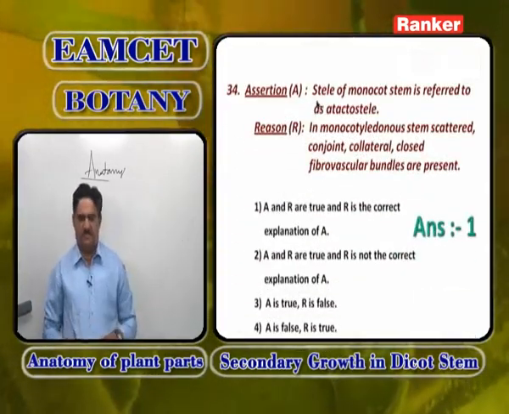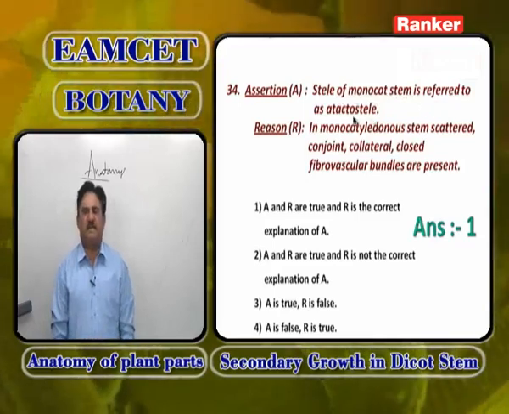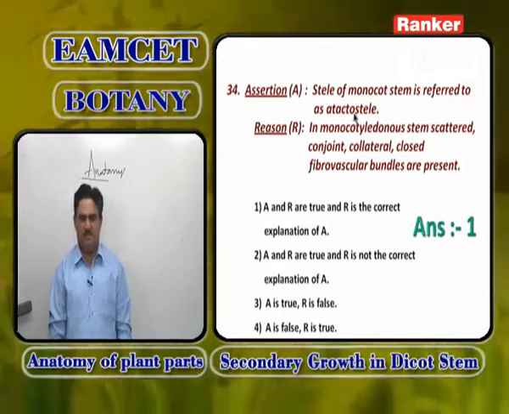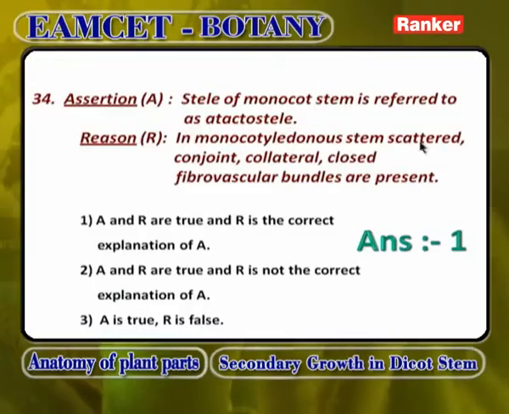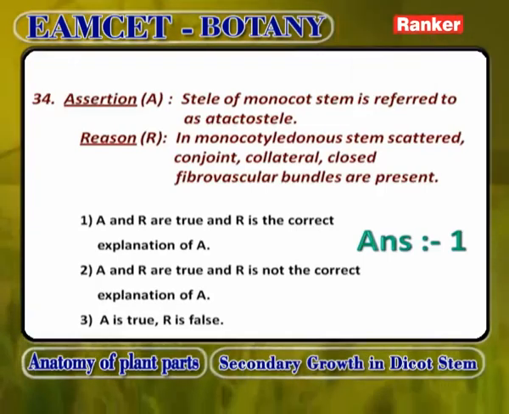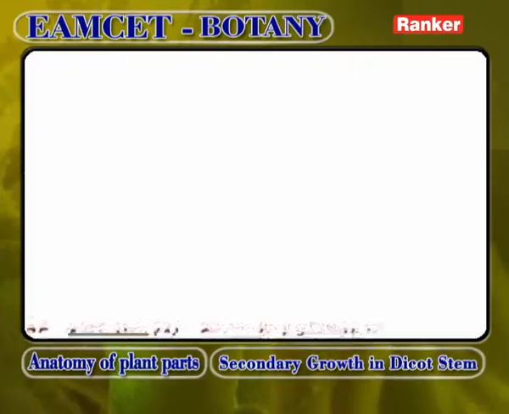Another assertion reasoning. Stele of monocot stem is referred as atactostele. Correct. In monocotyledonous stem, scattered conjoint collateral closed fibrovascular bundles are present. Because of the presence of scattered, conjoint, collateral, closed fibrovascular bundles only, the stele of monocot stem is called atactostele. So, for this also the answer is A and R are correct. R is the correct explanation of A, first option.